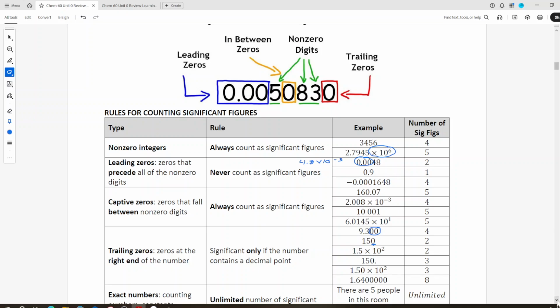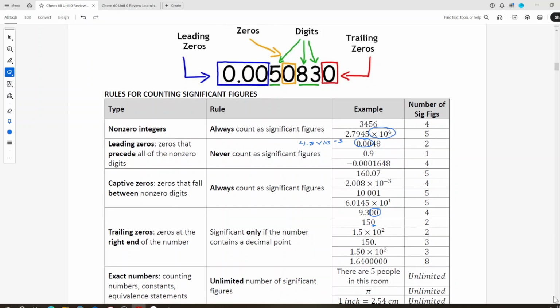And then there's these crazy numbers like 1,640,000 with a decimal. Because it contains a decimal place, that is showing that this is a really precise instrument, and this would have 8 sig figs. If that decimal place didn't exist, and this was 16,400,000, then those zeros would not count, and there would be 3 sig figs.